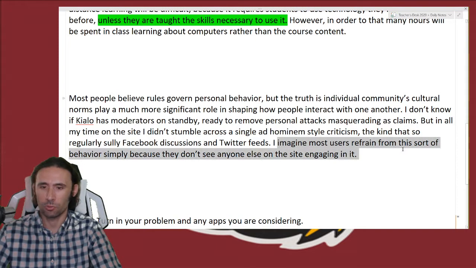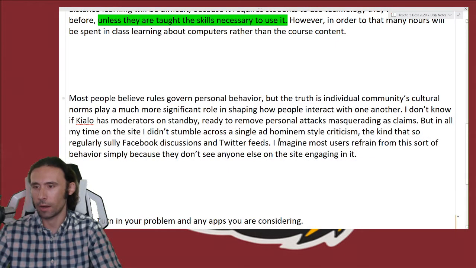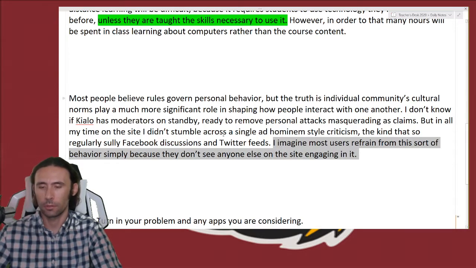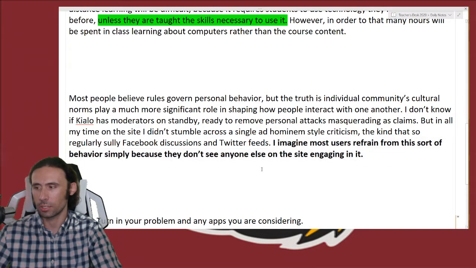I imagine most users refrain from this sort of behavior simply because they don't see anyone else on the site engaging in it. So what's the claim here, right? What is the claim in this paragraph? I would argue that the claim is almost at the end. You could argue a couple different ideas. There isn't a perfect argument here. I imagine that most users refrain from this sort of behavior because they don't see anyone else on the site engaging in it, right? So there's the claim.